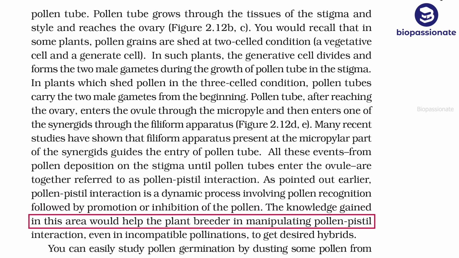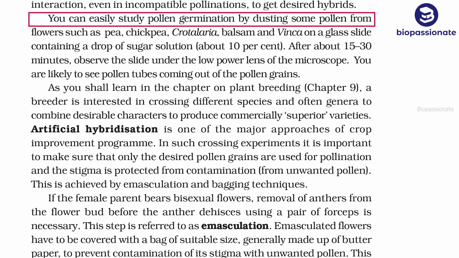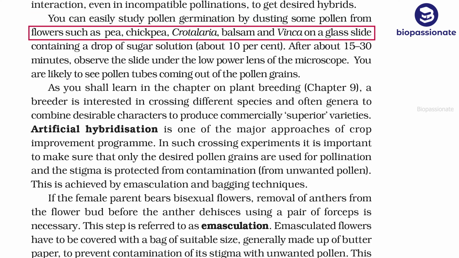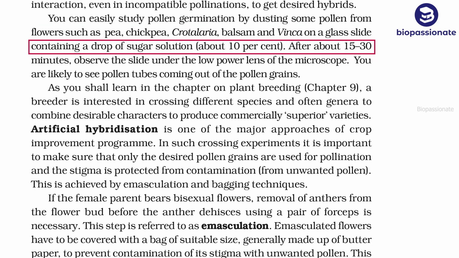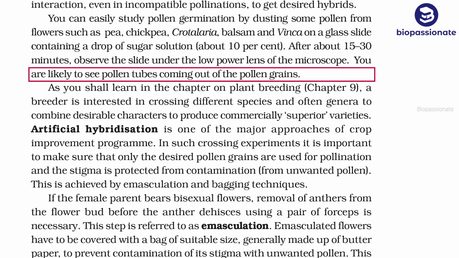The knowledge gained in this area would help the plant breeder in manipulating pollen-pistil interaction, even in incompatible pollinations, to get desired hybrids. You can easily study pollen germination by dusting some pollen from flowers such as pea, chickpea, crotalaria, balsam, and vinca on a glass slide containing a drop of sugar solution, about 10%. After about 15 to 30 minutes, observe the slide under the low-power lens of the microscope. You are likely to see pollen tubes coming out of the pollen grains.